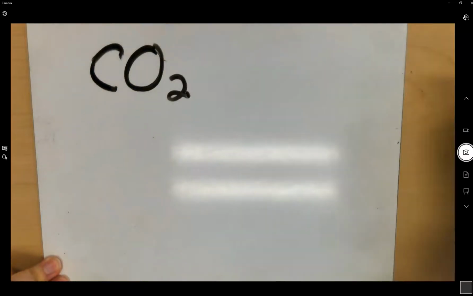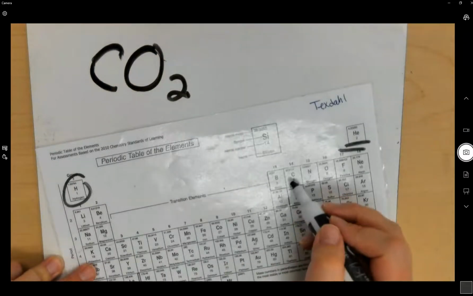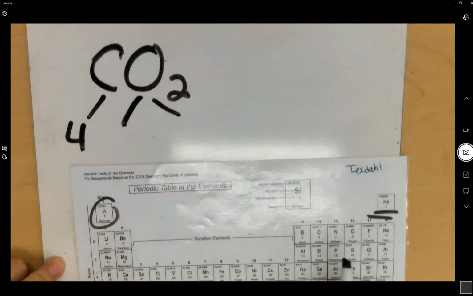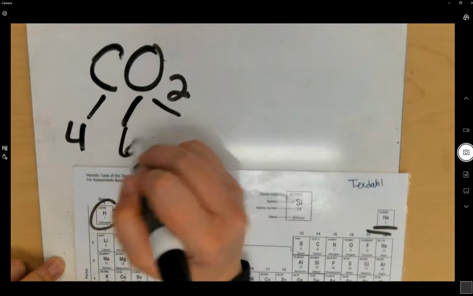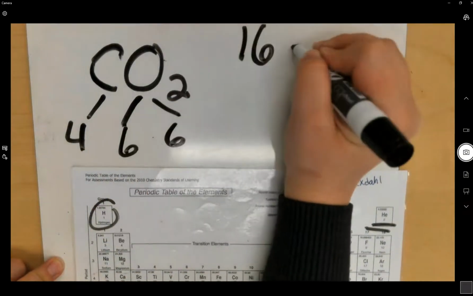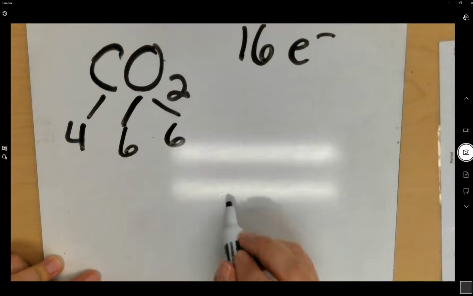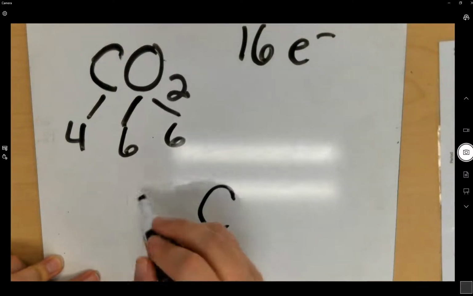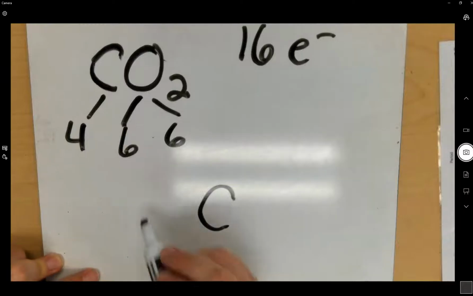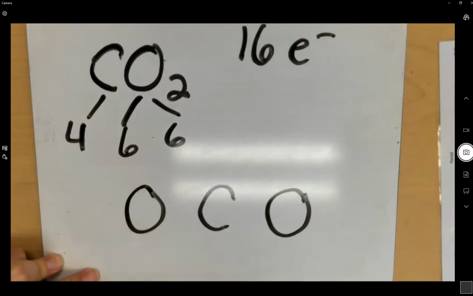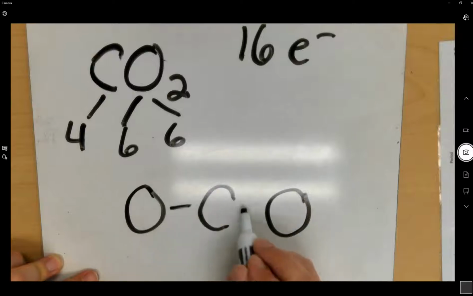When I count the number of valence electrons, carbon has 4, and each oxygen has 6. So that means I have 16 total electrons in this molecule. Now, my central atom is going to be carbon for 2 reasons. One, we talked about how carbon is always a central atom, but also it's less electronegative than oxygen. All right, now I'm going to start with single bonds.